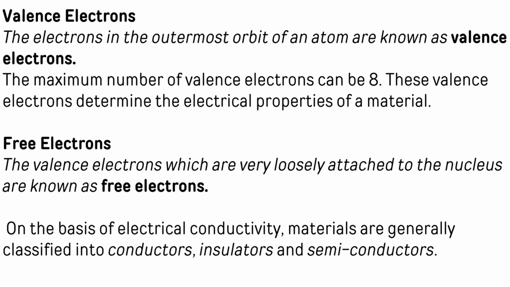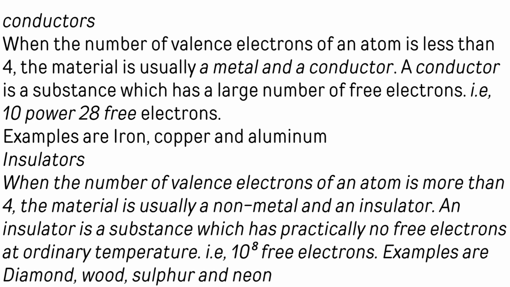On the basis of electrical conductivity, materials are generally classified into conductors, insulators, and semiconductors. Conductors. When the number of valence electrons of an atom is less than 4, the material is usually a metal and a conductor. A conductor is a substance which has a large number of free electrons, that is 10^28 free electrons. Examples are iron, copper, and aluminum.